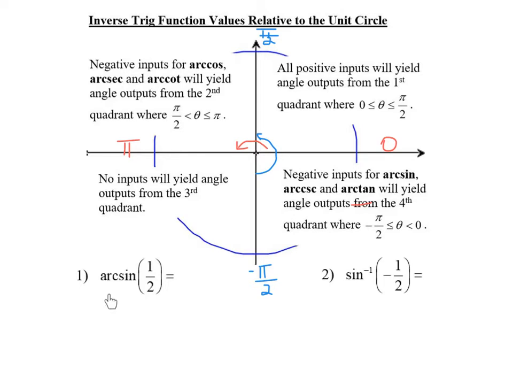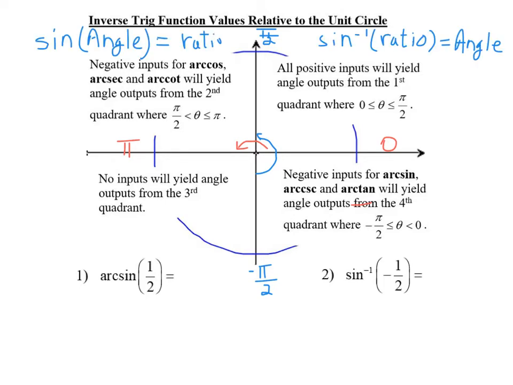And let's get started here with the arcsine of 1/2. I'll remind you that the sine of an angle always equals a ratio, right? So we're turning it around, and we take the inverse sine of a ratio to equal an angle. So this 1/2 right here is a ratio. I'm going to put an R right there, and we are looking for an angle.